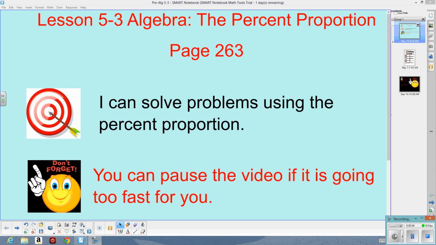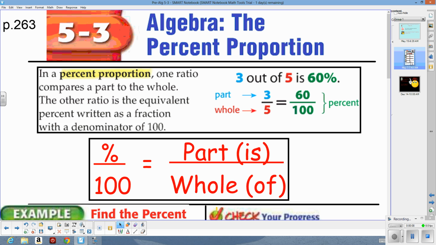In this lesson, you will solve problems using the percent proportion. In a percent proportion, one ratio compares a part to the whole. The other ratio is the equivalent percent written as a fraction with the denominator of 100. For example, 3/5 equals 60 over 100, because percent means out of 100.